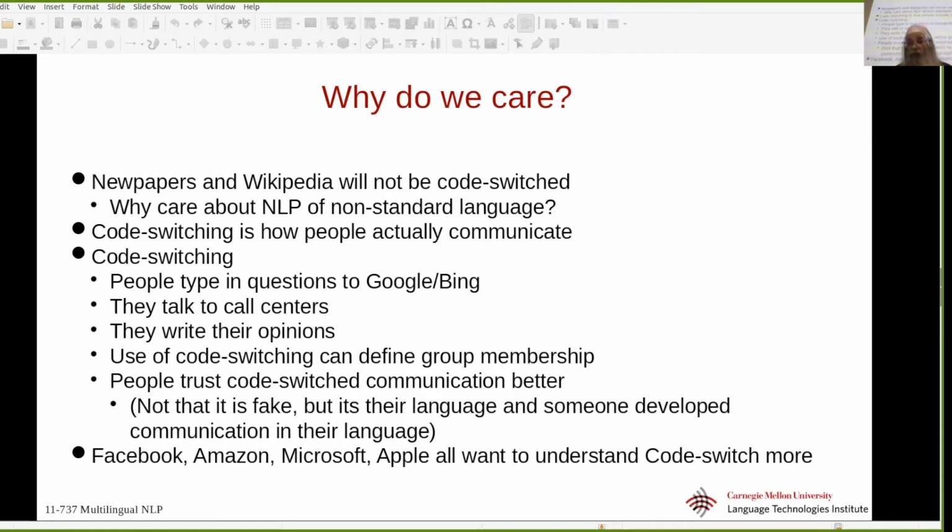They do code switching all the time. It's how they talk on call centers. It's how they write their actual opinions, probably. They use code switching when they're trying to define group membership. So if you want to say something about cricket, you better say it in English, because then you'll be shown that you're actually a native person who knows about cricket.